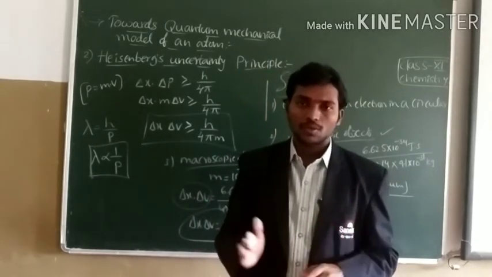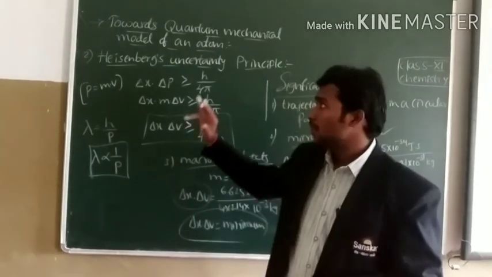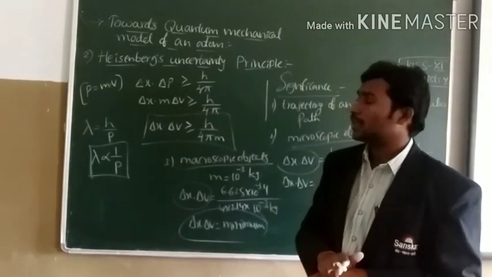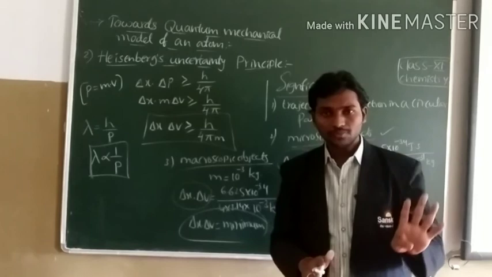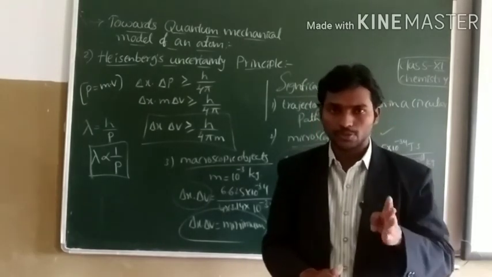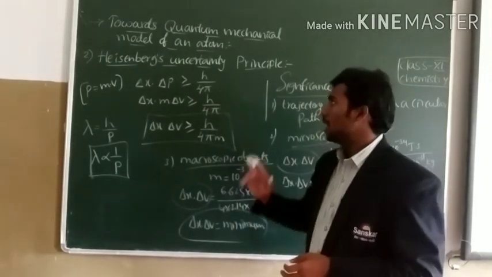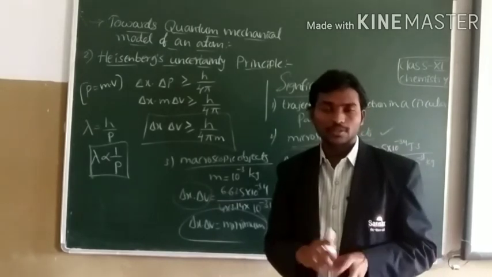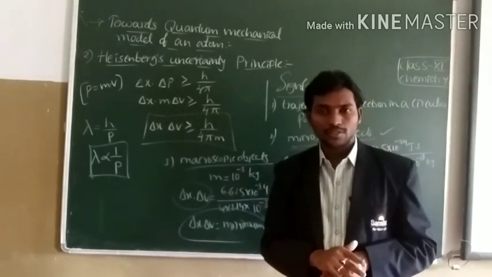So this is today's session, children. In today's session, we have seen the path towards the quantum mechanical model of an atom, that is, de Broglie hypothesis, dual nature of matter, and Heisenberg's uncertainty principle. I hope you understood today's session, children.